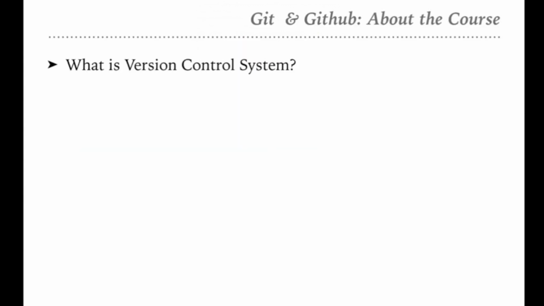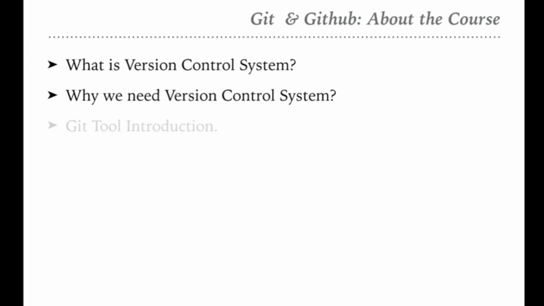First, in this training, we will discuss the version control system. A version control system is a tool which will version your source code, right? After this, we will discuss why we need a version control system. Then we will completely cover the Git tool introduction: what is Git, why we use Git, and what is the application of using Git.